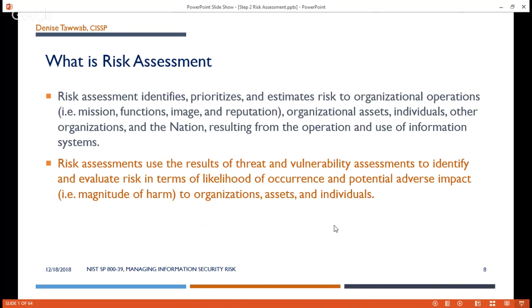So let's say this again. What is a risk assessment? A risk assessment identifies, prioritizes, and estimates risk to organizational operations. For example, your mission, your functions, your image, your reputation, your organization's assets, to individuals, to other organizations that you might interact with, and the nation, resulting from the operation and use of information systems. Risk assessments use the results of threat and vulnerability assessments to identify and evaluate risk in terms of likelihood of occurrence and potential adverse impact to your organization, assets, and individuals, the magnitude of harm.